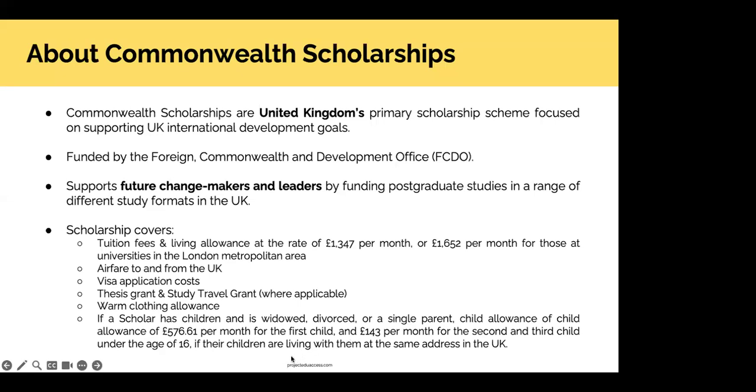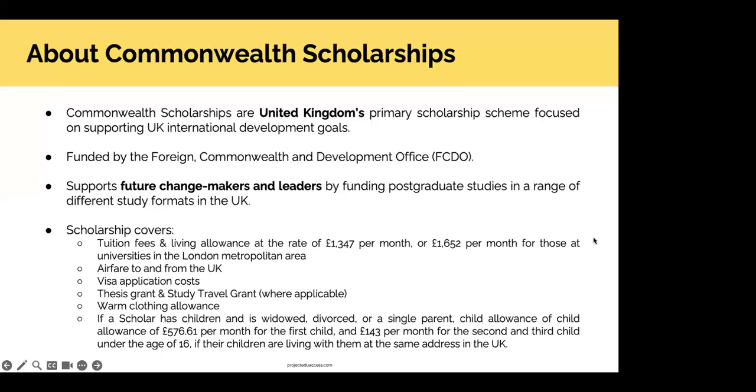Apart from the Commonwealth Master Scholarship, which is the primary focus of this session, there are several other Commonwealth scholarships offered by the CSC. All of these scholarships cover your tuition fees, your living allowance at the rate of £1,347 per month or £1,652 per month for those at universities in the London metropolitan area. Please do note that this figure may vary. It will vary as per the changing costs of living every year. So, for example, this year, this figure has increased by a few pounds. And that may change the next year, so on and so forth.